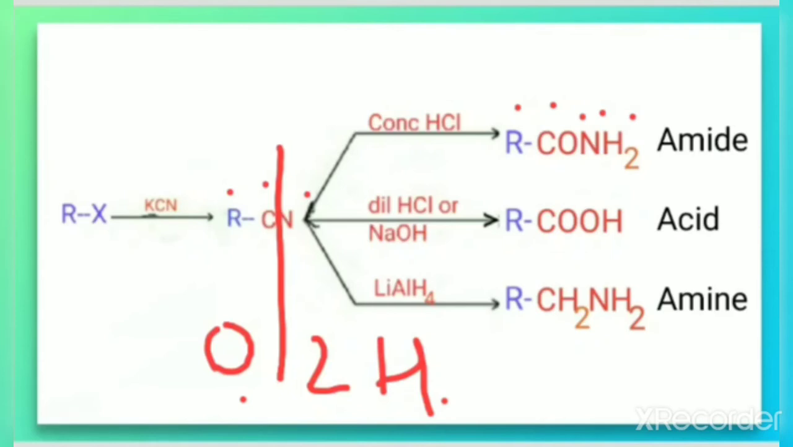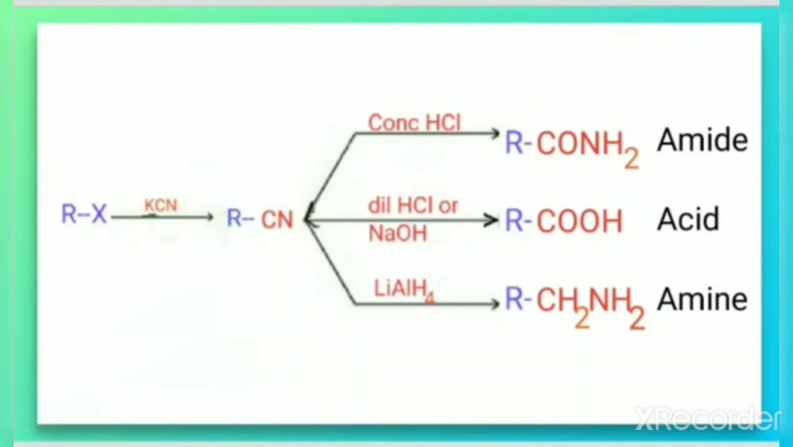If you remember the cleavage of the bond, and one O is added on one side and 2H on the other side, we can make the amide very easily. So R remains as it is. Whatever the alkyl group there, it remains as it is.